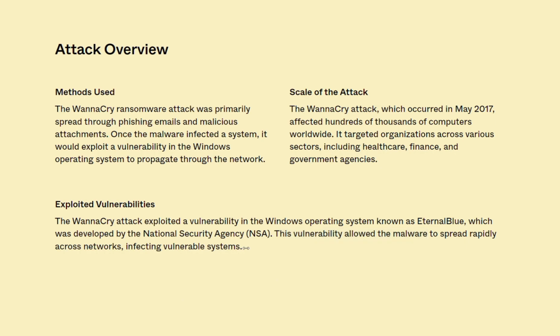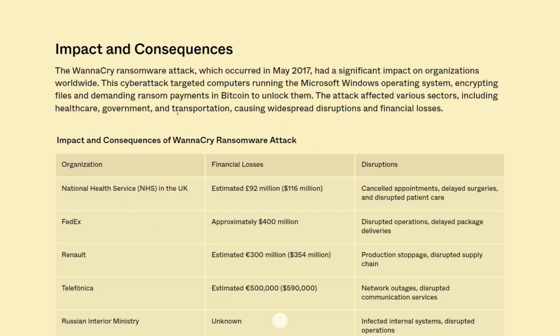So next, impact and consequences of this attack. The WannaCry ransomware attack, which occurred in May 2017, had a significant impact on organizations worldwide. This cyber attack targeted computers running the Microsoft Windows operating system, encrypting the files and demanding a ransom payment in Bitcoin to unlock them.